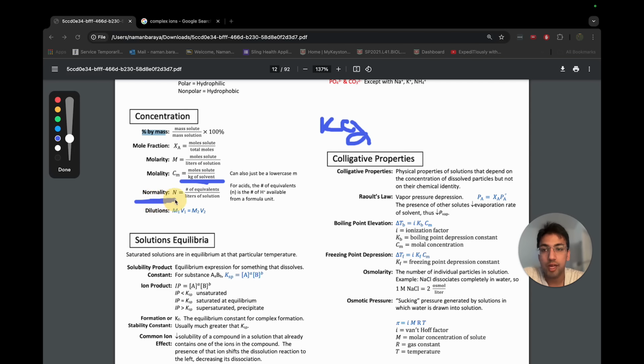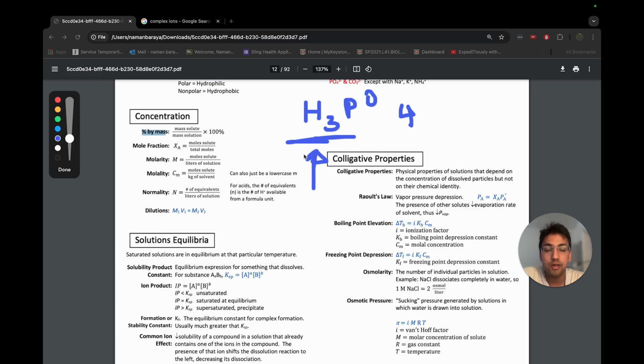And then we have normality. Normality is the number of equivalents divided by the liters of solution. A good example, I was always confused about normality, but you can imagine H3PO4. So there's multiple equivalents here because the number of H plus units that are being formed is actually 3, and so that's what that's referring to, number of equivalents.